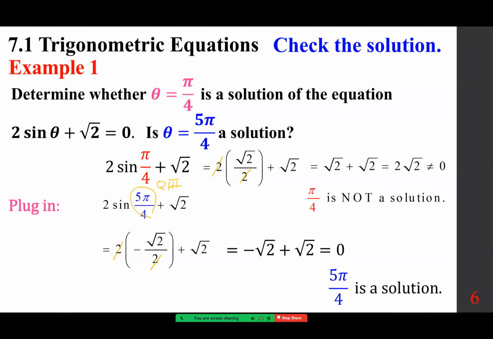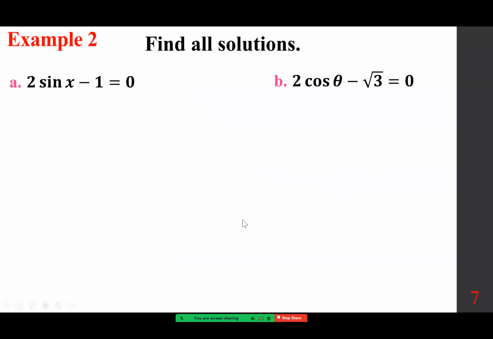All right. 2 sine x minus 1 equals 0. You can move the 1 and divide by 2. Sine x equals positive 1/2.